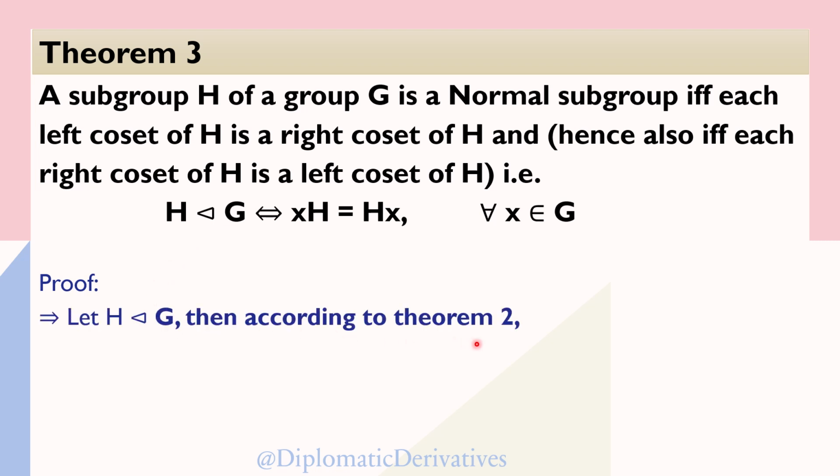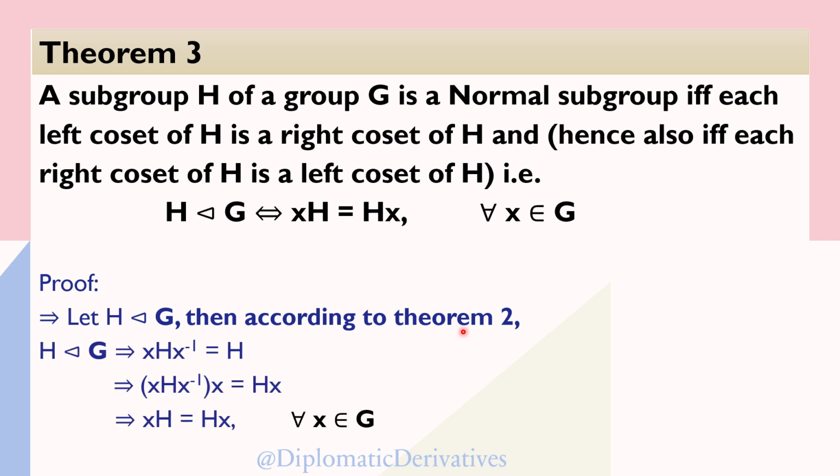Then according to theorem 2, again watch the previous video to see what theorem 2 was. I will give a quick recap here, but to prove theorem number 2 you have to watch the previous video. Now, what was theorem number 2? That when H is a normal subgroup of G, then xHx⁻¹ is equal to H. This is what we proved. Now you multiply x on both sides. This x⁻¹ and x will become identity. So you are left with xH, and here you had Hx, right? So you got xH is equal to Hx. This is what you wanted to get. Therefore, when H is a normal subgroup of G, then xH is equal to Hx for all x element of G. You proved the first side.